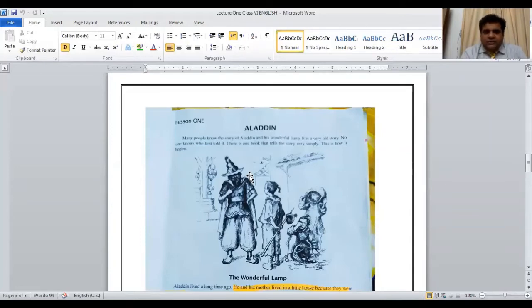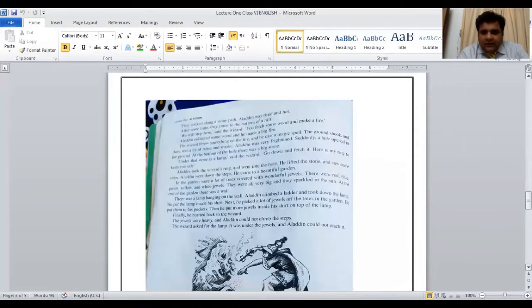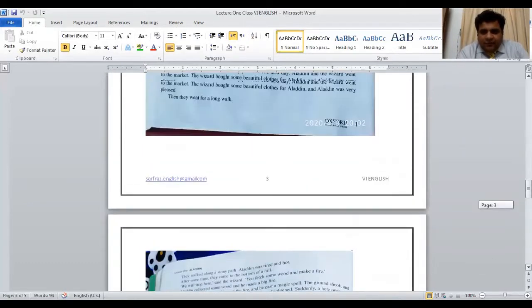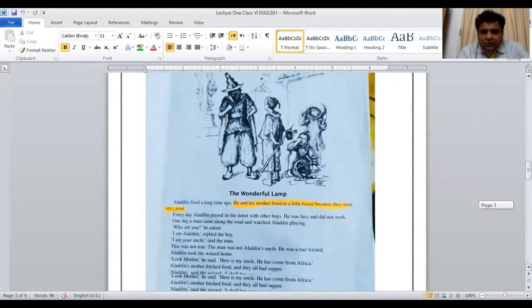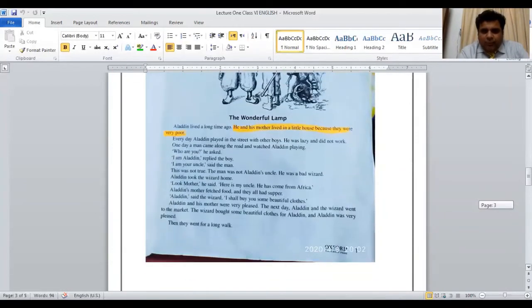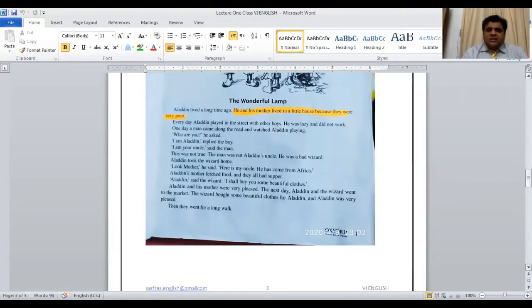Now, dear students, we are going to start the story. This is saying that there is only one book which starts this story, and the topic of the story is the wonderful lamp. The wonderful lamp, here it is written. We are going to start the story. Aladdin lived a long time ago. He and his mother lived in a little house because they were very poor.